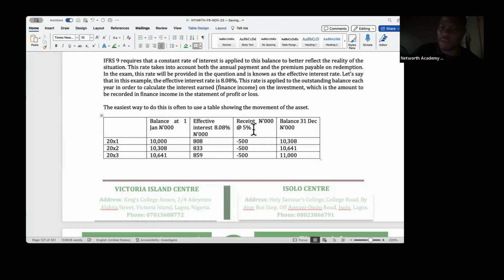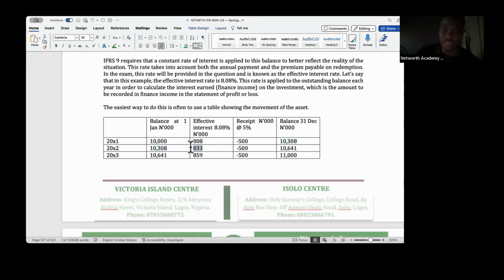But the actual amount you received as interest is 500,000, which is 5% of this 10 million. That's what you actually receive. But what you earned in year one is that 500 plus a portion of that premium, while what you received is just the 500. So the balance at the end of the year is this: if you do this minus this, that's 308, and you add your initial investment, that gives you 10,308. This 10,308 in year two, you carry forward. It becomes the brought forward in year two. You apply this 8.08% again on this 10,308.